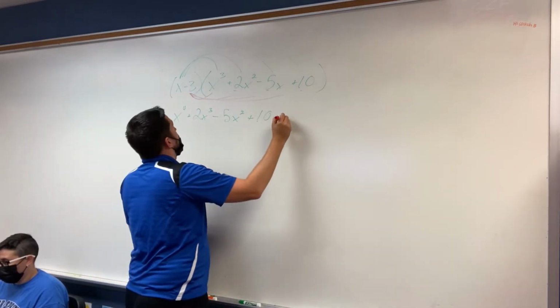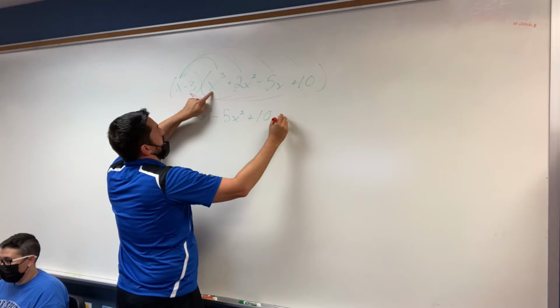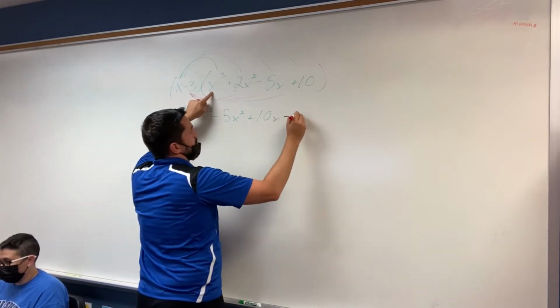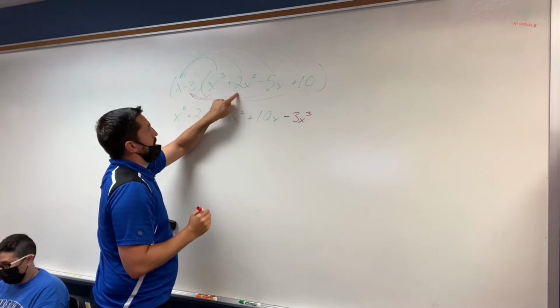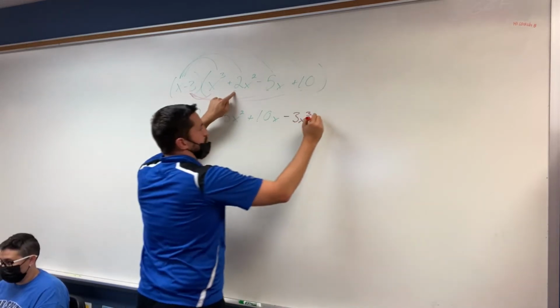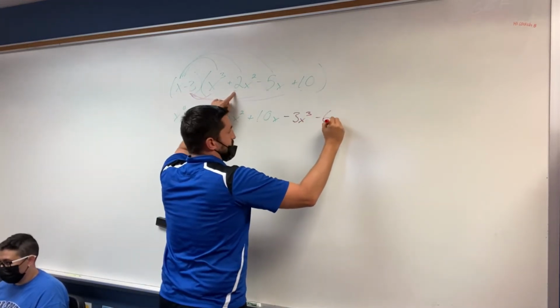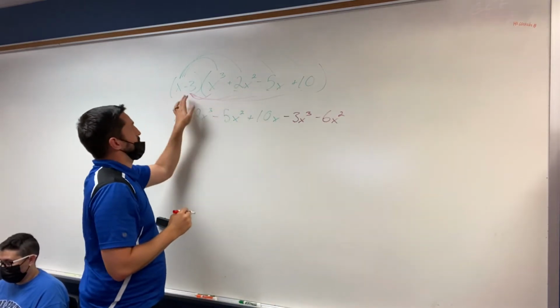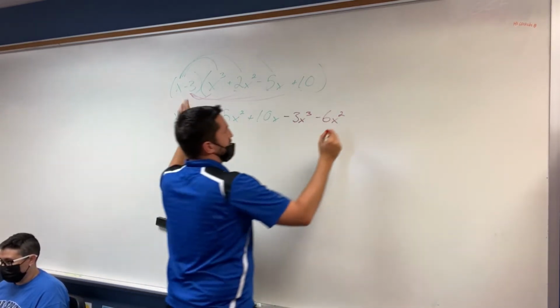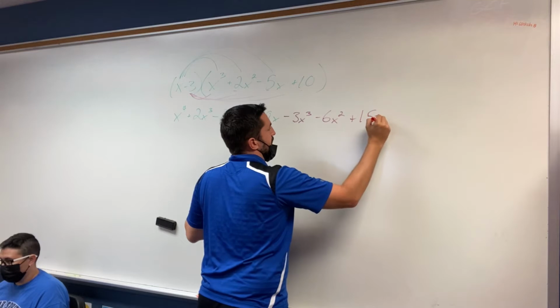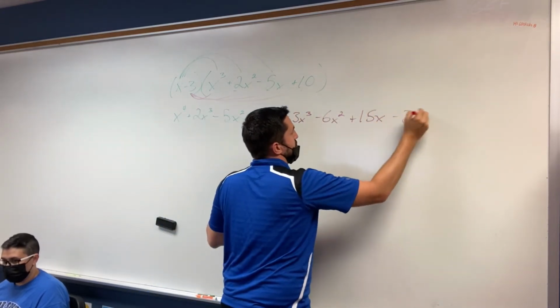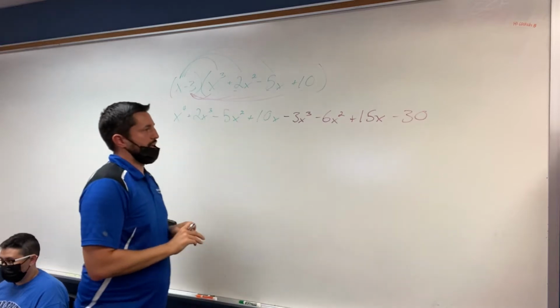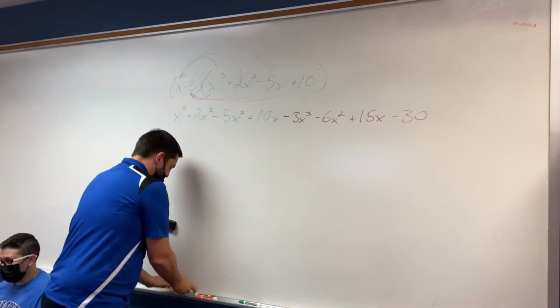So negative 3 times x cubed is going to be negative 3x cubed. Super simple. We have a 2 here, so negative 3 times 2 is negative 6x squared. Again, the x's don't change because I'm just multiplying by a number. And then I keep going. I have plus 15x from the negative 3 and the negative 5, and then minus 30, and done. Okay? So, cool. There's all that.